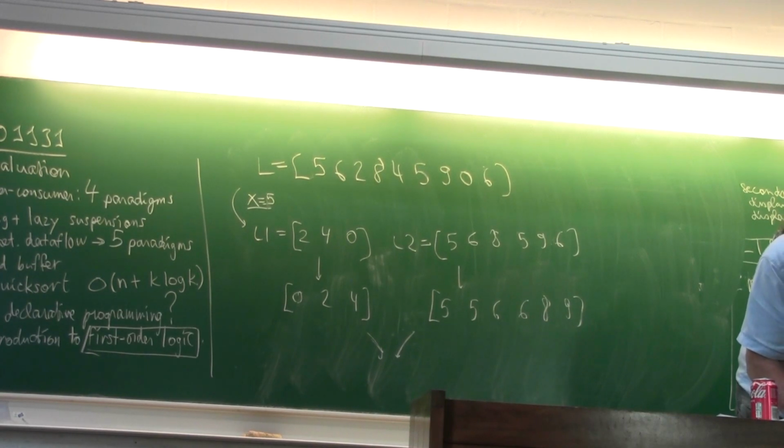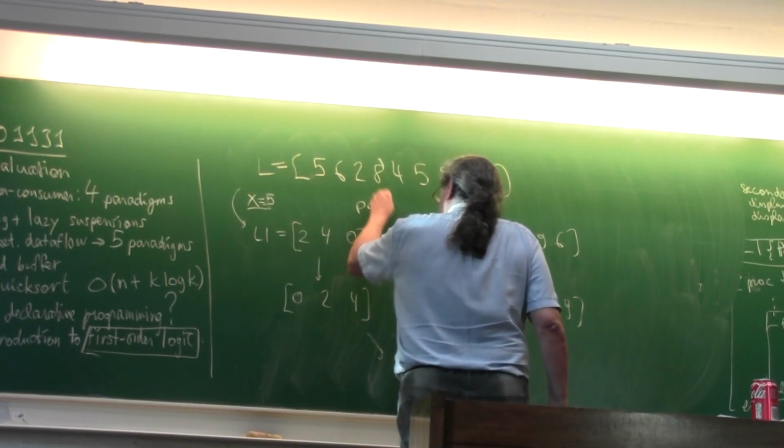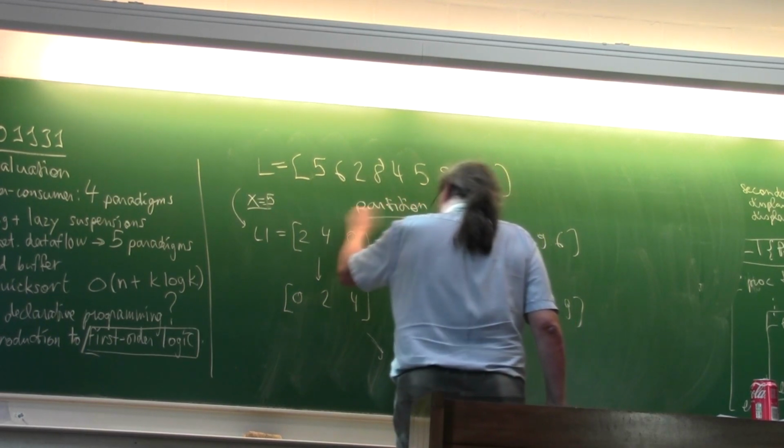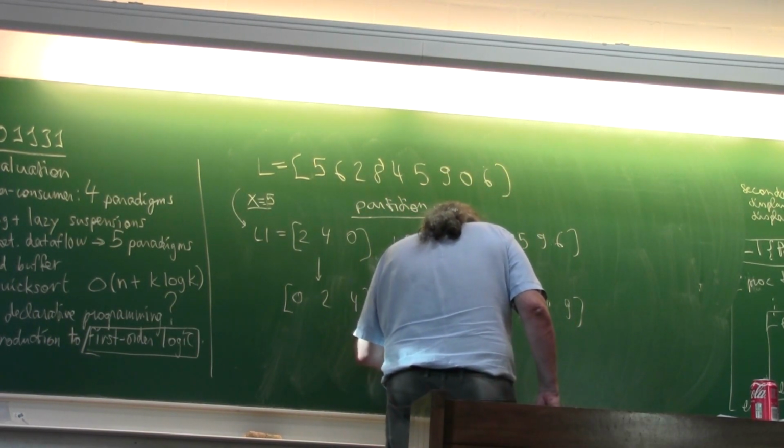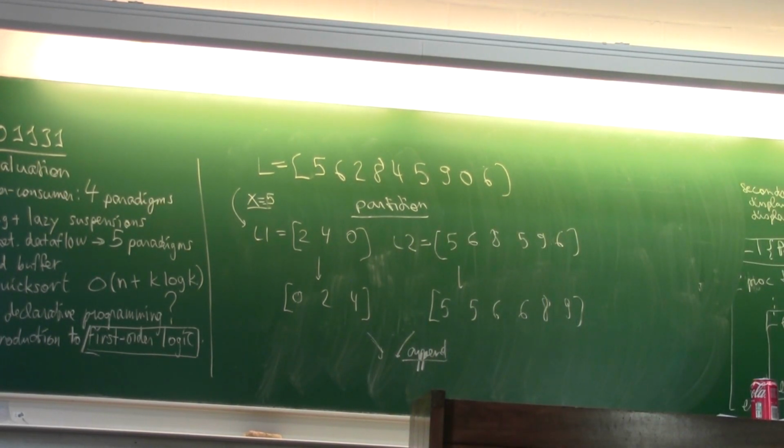So we implement this declaratively. Basically, I'm going to do a simple version with partition and append. So I will implement a partition function and an append function. Here's the partition function. It's a procedure actually because it has two outputs. L is my list, X is the pivot, L1 and L2 are the outputs.